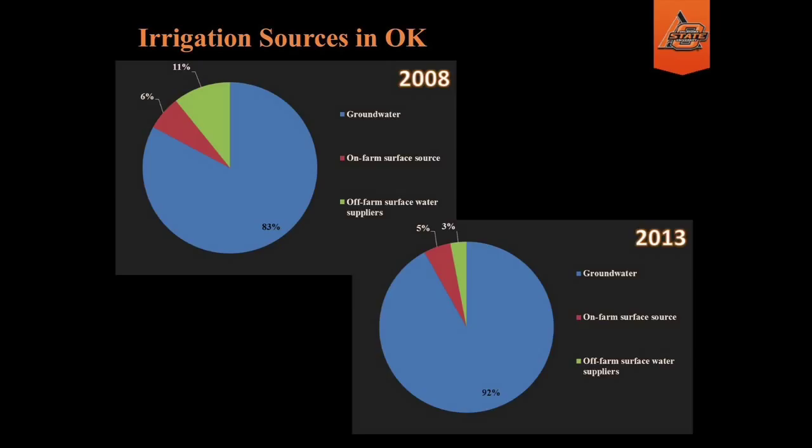Where does our irrigation water come from in Oklahoma? This is 2008. 83% of that irrigation water is coming from our groundwater resources. And again, that's how groundwater and irrigation are tied to each other. If you look at 2013, it's up to 92%. And this is, again, the impact of drought. People are relying more and more in drought years on groundwater resources when surface water is limited.